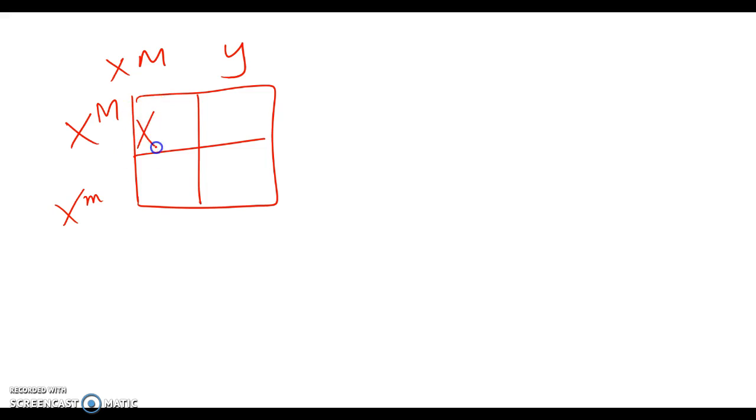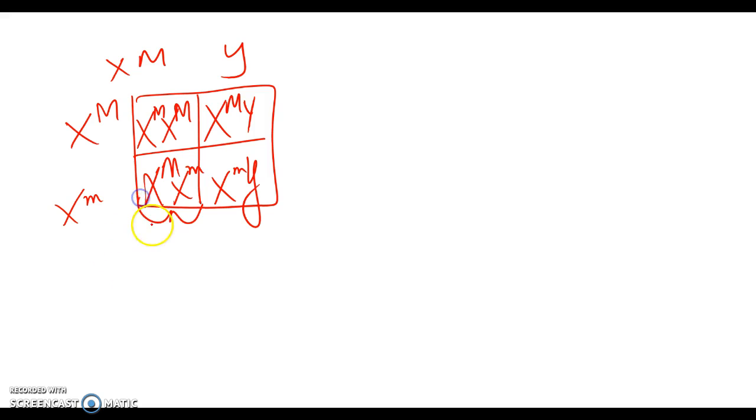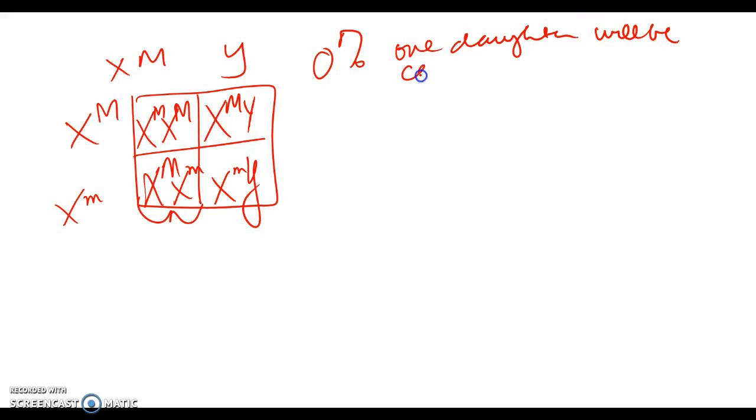So we do the Punnett square. We got two big M's. X big M, Y, that's good. X big M, X little m, Y. All right, what is the probability that a daughter will have muscular dystrophy? Here are the daughters. 0%. One daughter will have normal alleles, and one daughter will be a carrier, but neither daughter will have muscular dystrophy.